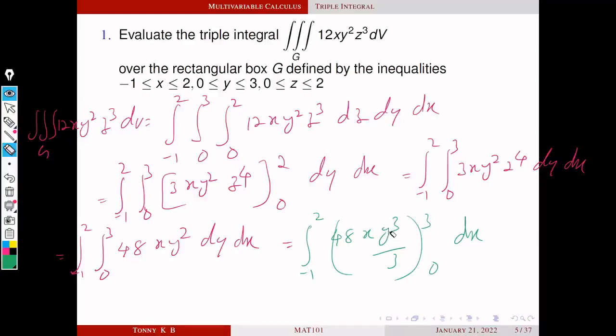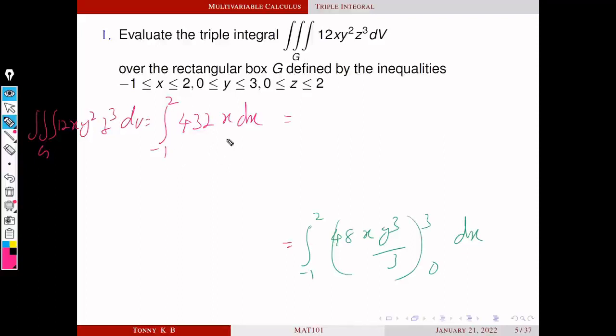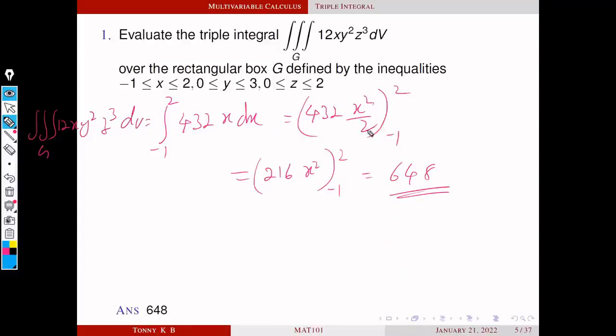When y equals 3, this becomes 3 cube by 3, that is 3 square, that is 9, times 48. When y equals 0, the term is 0. So this integral becomes the integral from -1 to 2 of 432x dx. Next you have to integrate with respect to x. So this is x square by 2, and we can cancel the 2. So this is 216 x square. We substitute the upper limit and lower limit and simplify. So this becomes 648. So this is the final answer.